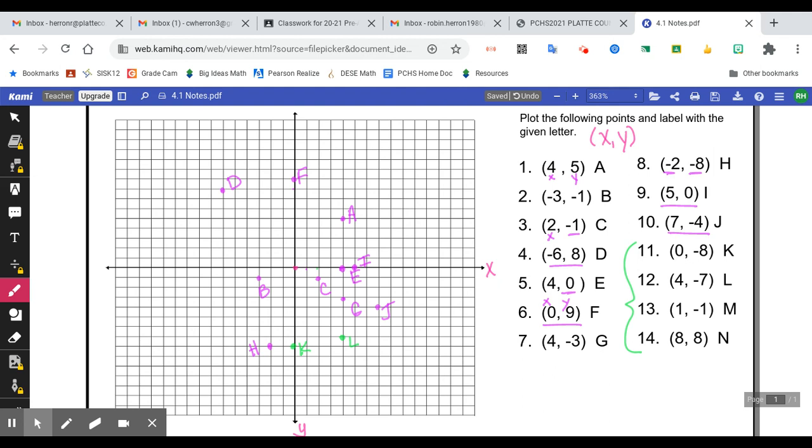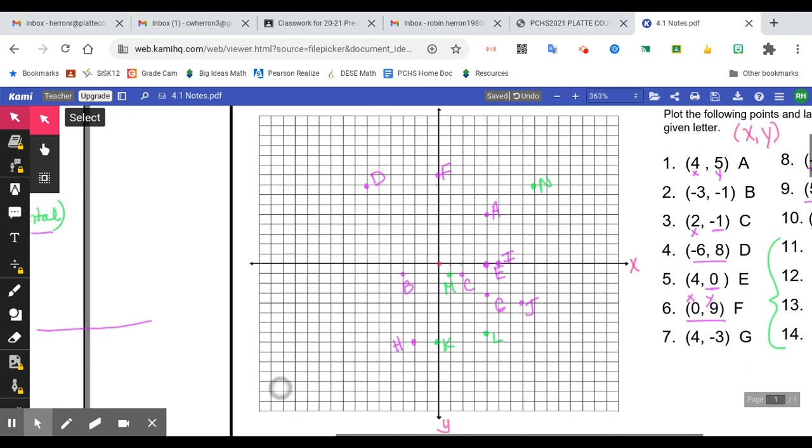13 is 1, -1. So right 1, down 1 would be M. And N is 8, 8. So 1, 2, 3, 4, 5, 6, 7, 8. 1, 2, 3, 4, 5, 6, 7, 8. So we're up here, and this is N. Hopefully yours match mine. Okay.